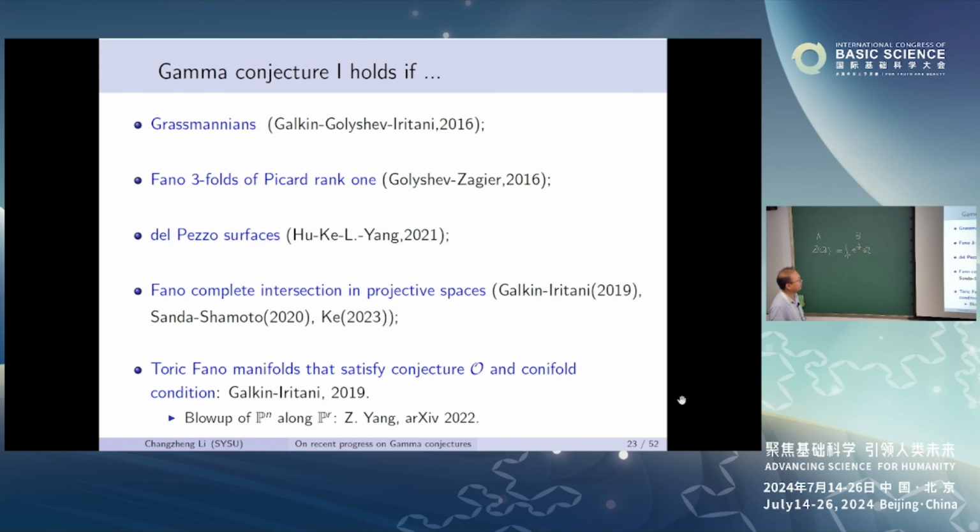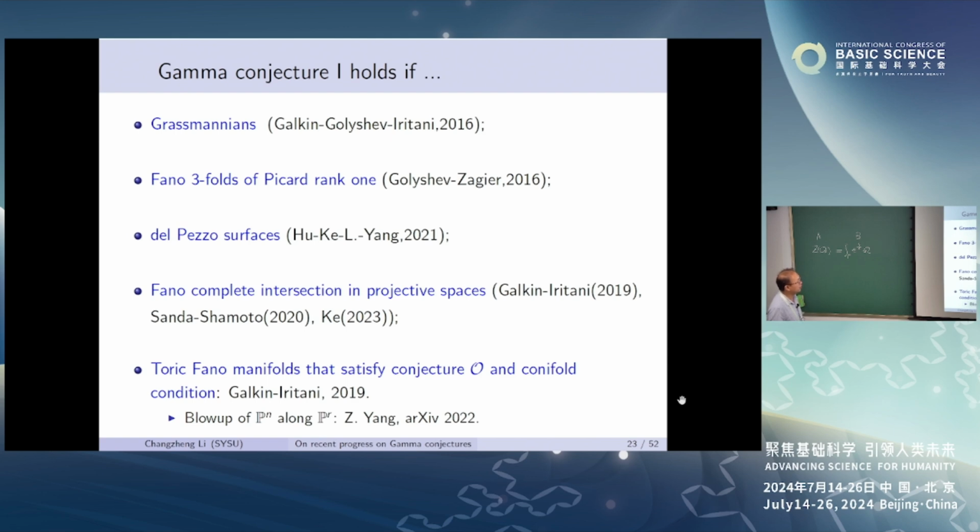A Fano surface is a two-dimensional Fano manifold. And then we can show it for Fano complete intersections in projective space. So this is for hypersurfaces, this is for Fano index larger than 1. This is for all cases, in particular for Fano index equal to 1. And for general Fano manifolds, if they satisfy two conditions.